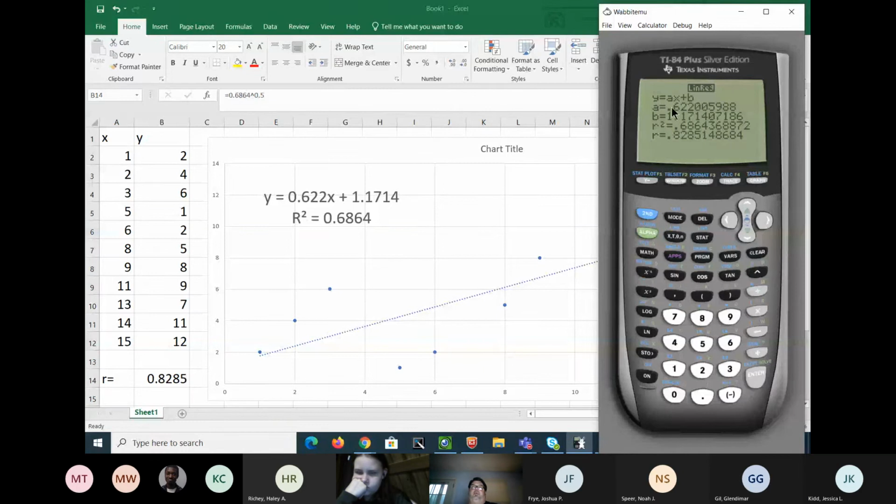Now, what do you do about rounding decimal points? Well, you read the directions on the question, and it'll say round to 3 decimal points or 2 decimal points, and that means M and B. Y is equal to mx plus b. M is 0.622. B is 1.17. Plug those in and give them the R is 0.8285. So that's how you find those numbers.